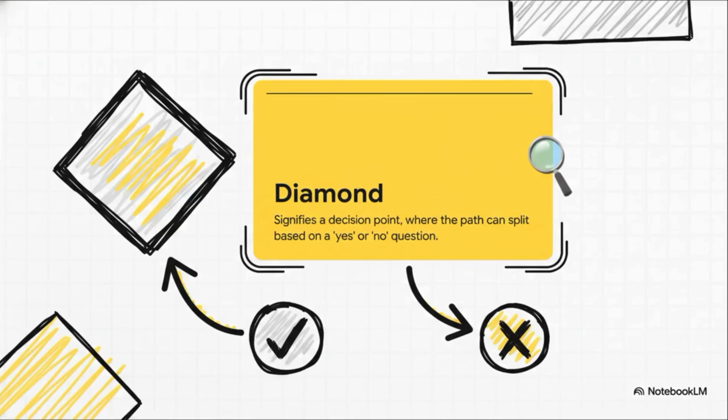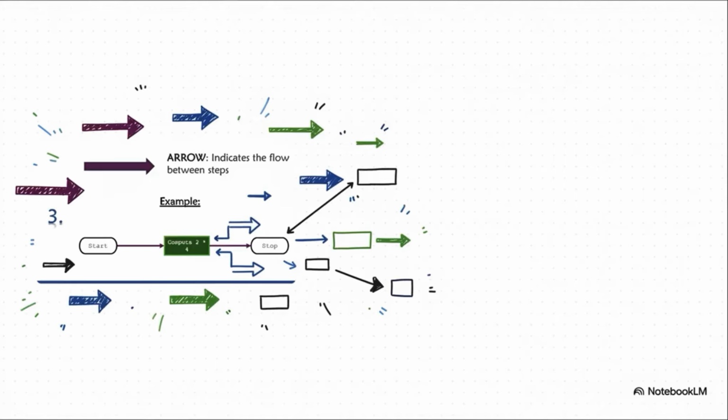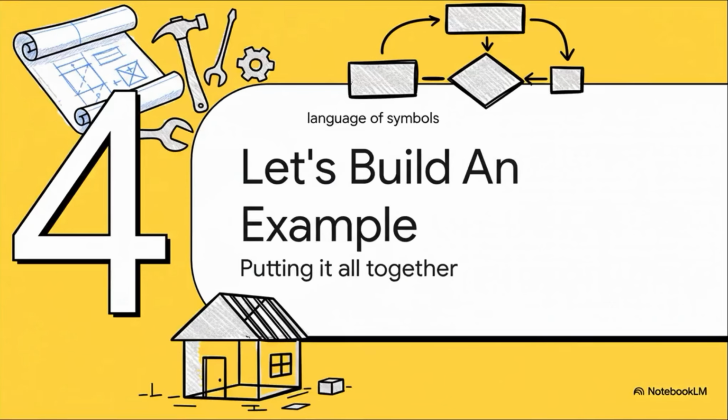And now for the real star of the show, the diamond. This is where your program actually gets smart. A diamond always contains a question that has a simple yes or no answer. And based on that answer, the program's path splits, sending the flow down one of two different branches. This is huge. And finally, we have the arrows. They are the glue that holds the entire flowchart together. They're so simple, but they're absolutely essential. They connect all the shapes and show us the exact direction of the logic, guiding us from one step to the very next.